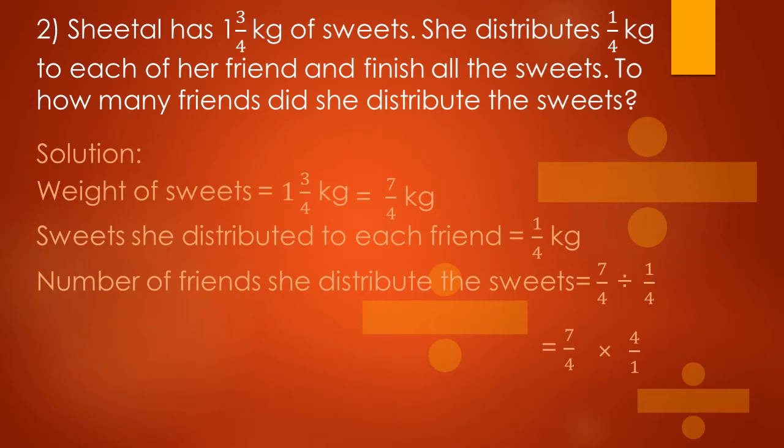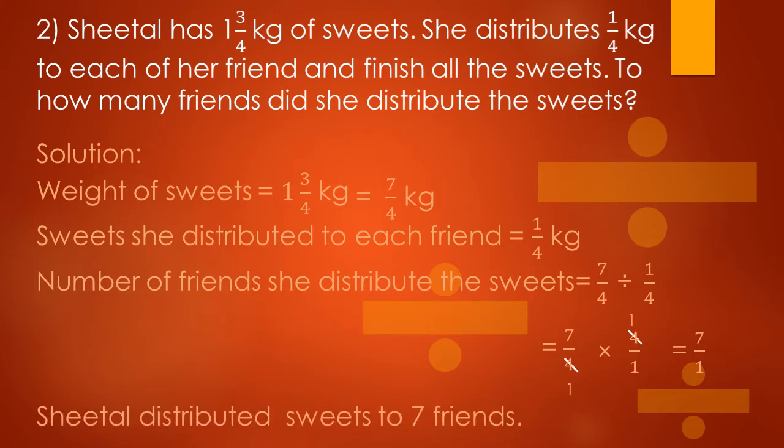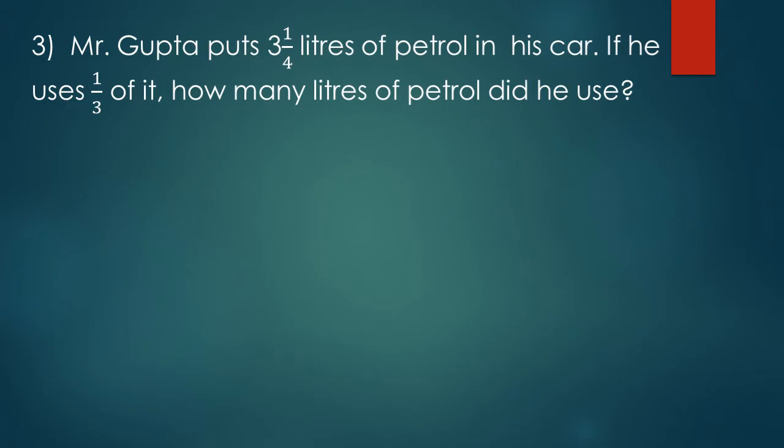Here I see 4 is divisible by the same number 4, so cancel them out by 4. 4 1s are 4, again 4 1s are 4. Now it cannot be further simplified, so do the multiplication. 7 1s are 7 and 1 1s are 1, so the fraction is 7/1, and 7/1 means 7. So the last statement is Seetal distributed sweets to 7 friends. Let's solve one more question.